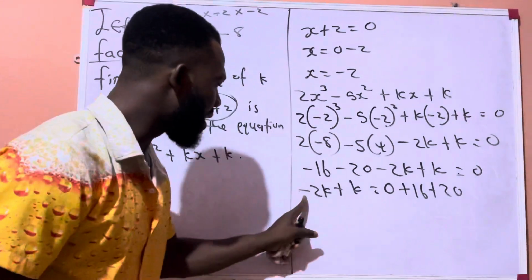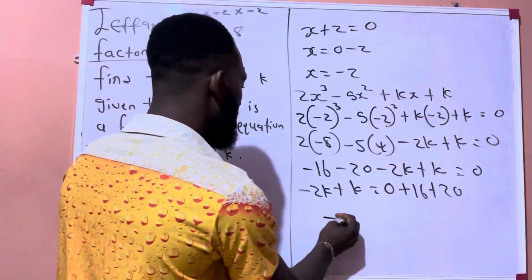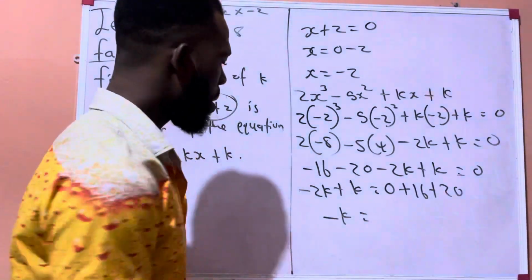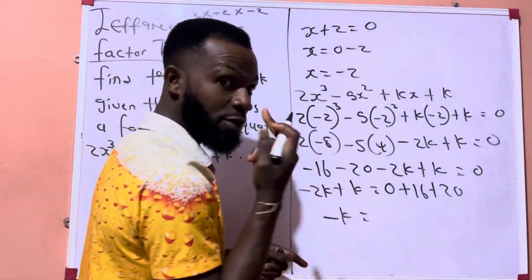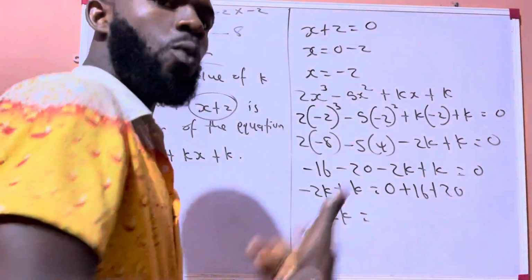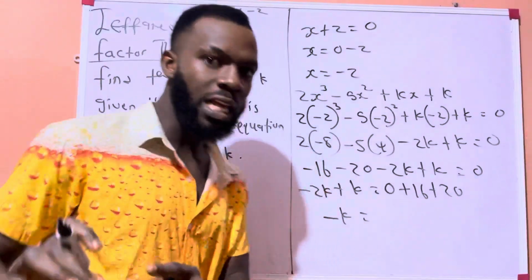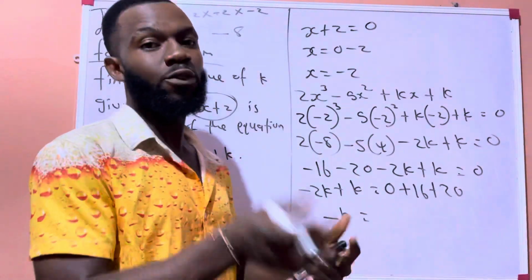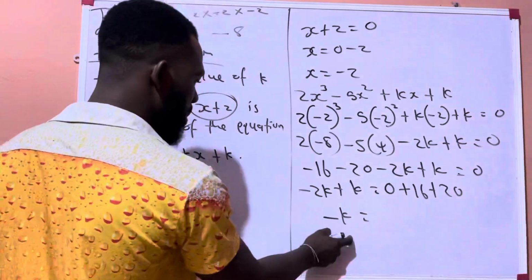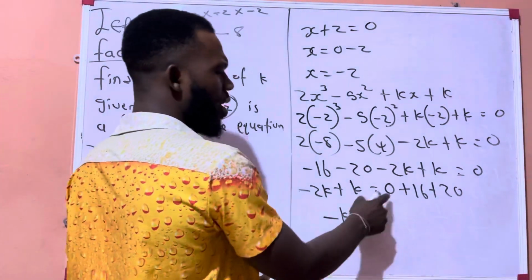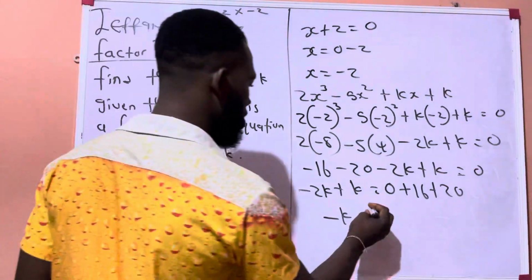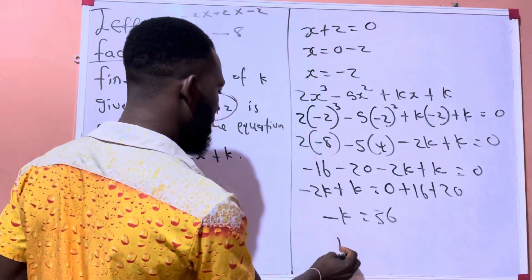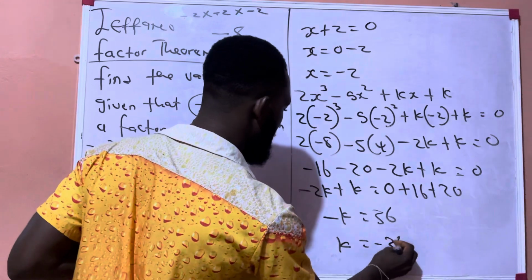Now, minus 2k plus k is minus k. How? Minus 2k means you are owing 2k, plus k means you have 1k to pay. When you pay the 1k you have from the 2k you are owing, you are still left with 1k that you are owing, which is minus k, equal to 0 plus 16, which gives us 16, and 16 plus 20 gives us 36. Now, automatically, our k is equal to minus 36.